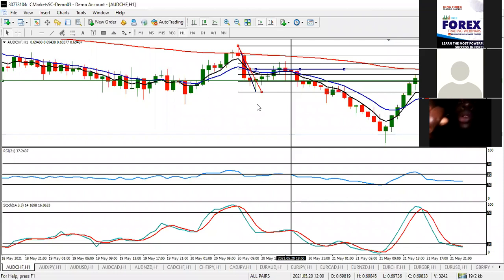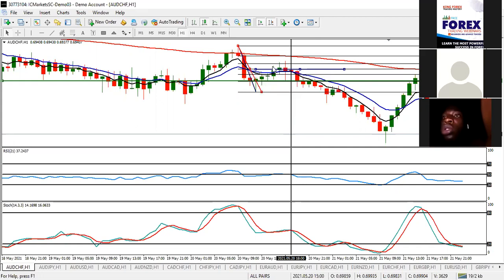But remember, sometimes when you have a cross like this, the market may not pull back immediately. It may continue going down. So you don't want to get annoyed, but 9 out of 10 times, once you see the cross, it's going to pull back to the 50% level.